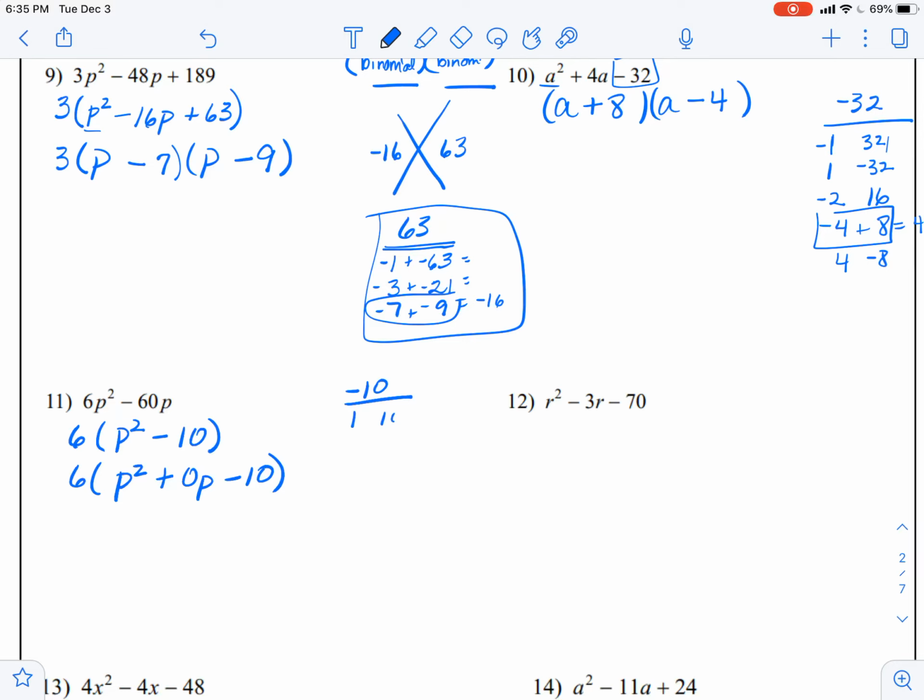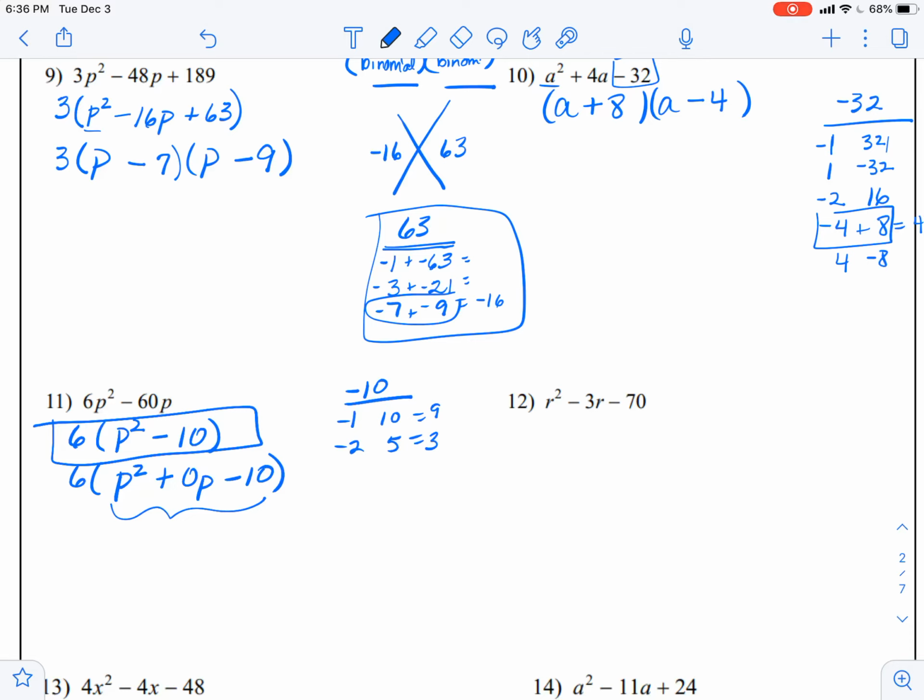So I've got 1 and 10, 2 and 5. One of those has to be negative. That gives me 9. That's not close. That gives me 3. That's not close. Are there any other factors? And the answer is no. So when I look at this, there's no factors of 10 that will give me 0. So that means this part here will not factor. In other words, this technically is as low as it will go. So not everything will factor.